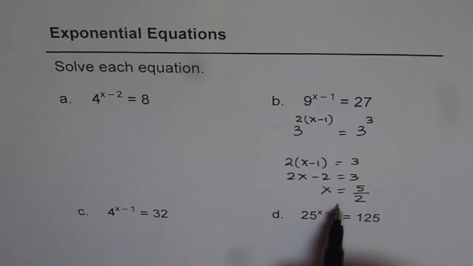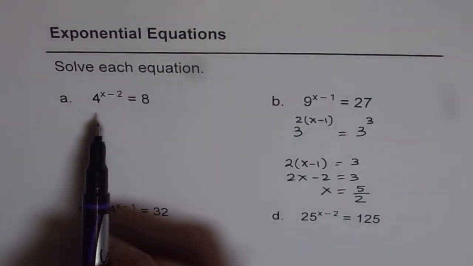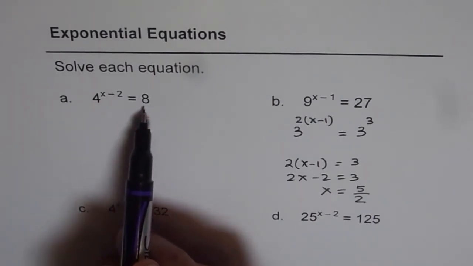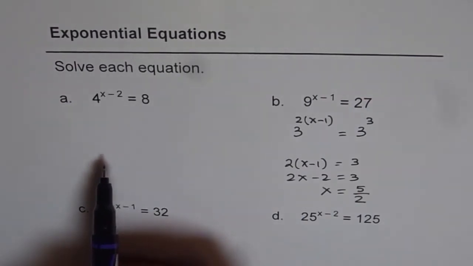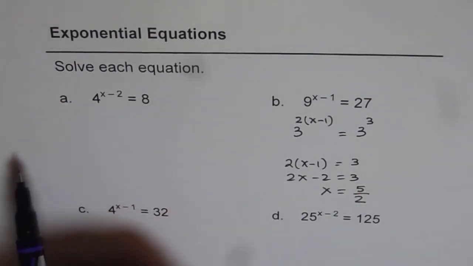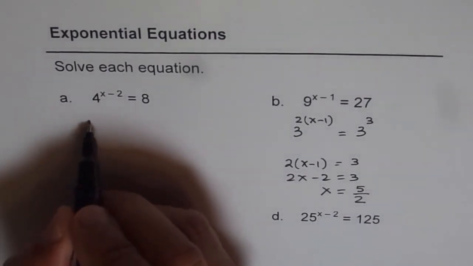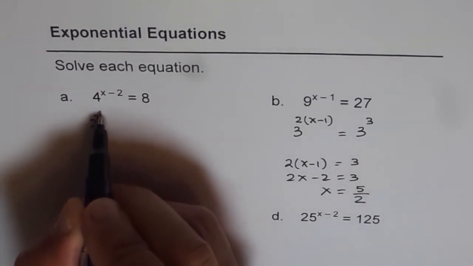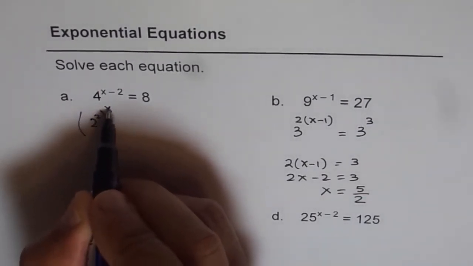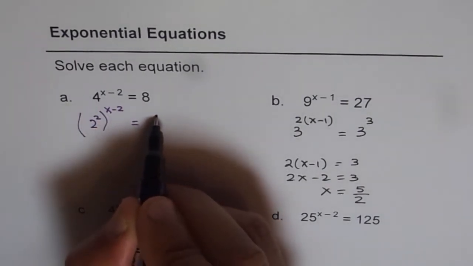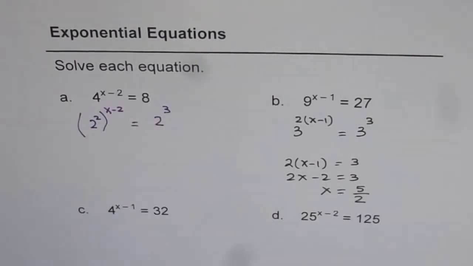Let me show you this once again with the very first one from where we started. 4 to the power of x minus 2 equals 8. We cannot write 8 as 4 to the power of anything. 4 to the power of 2 is 16. So what we can do is write 4 as 2 squared. So I'll write 4 as 2 squared, and then we have the power of x minus 2. And 8 I can write as 2 to the power of 3, correct? That is 8.